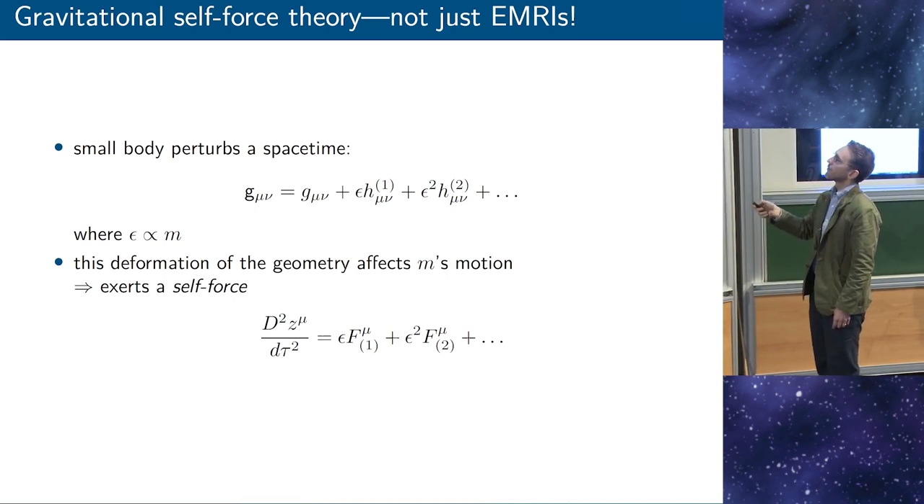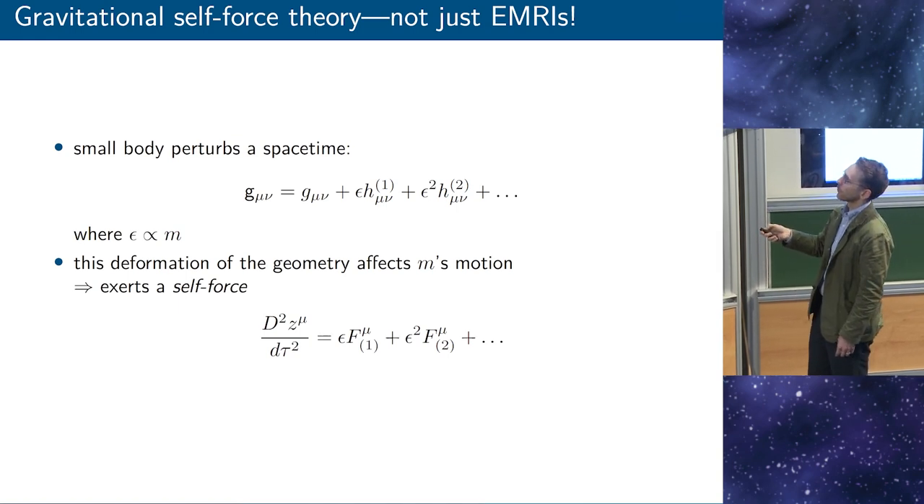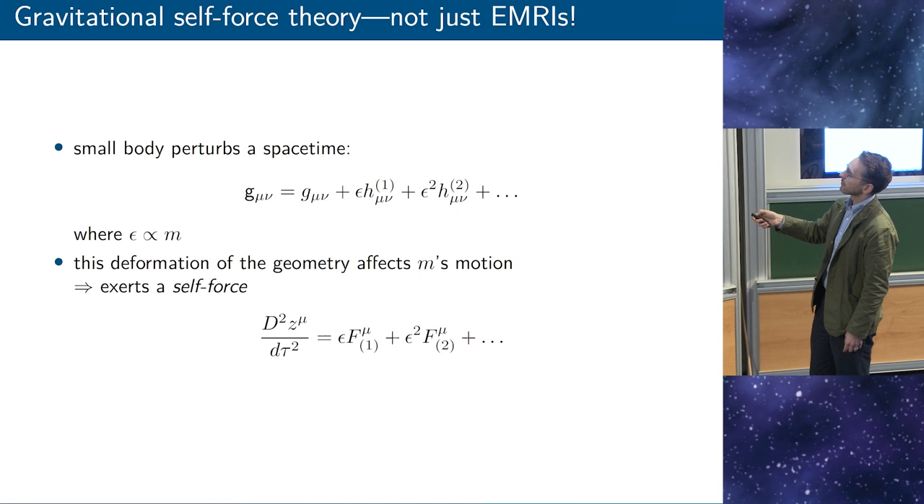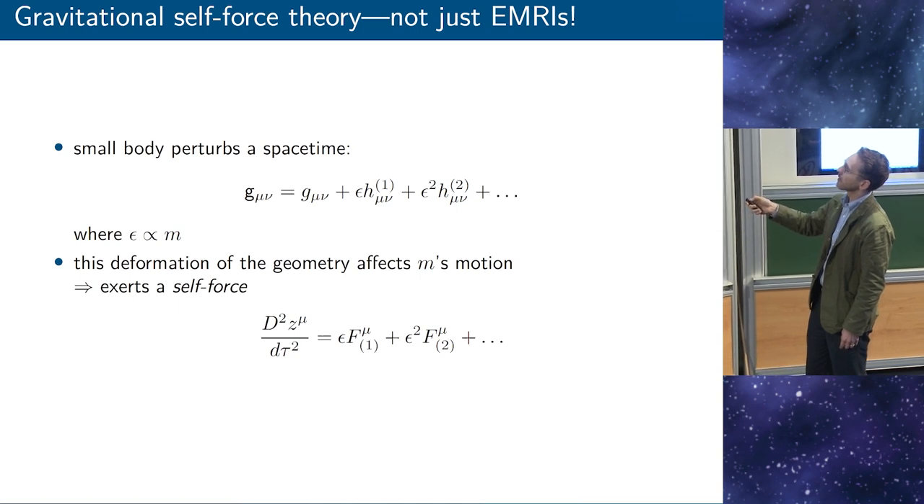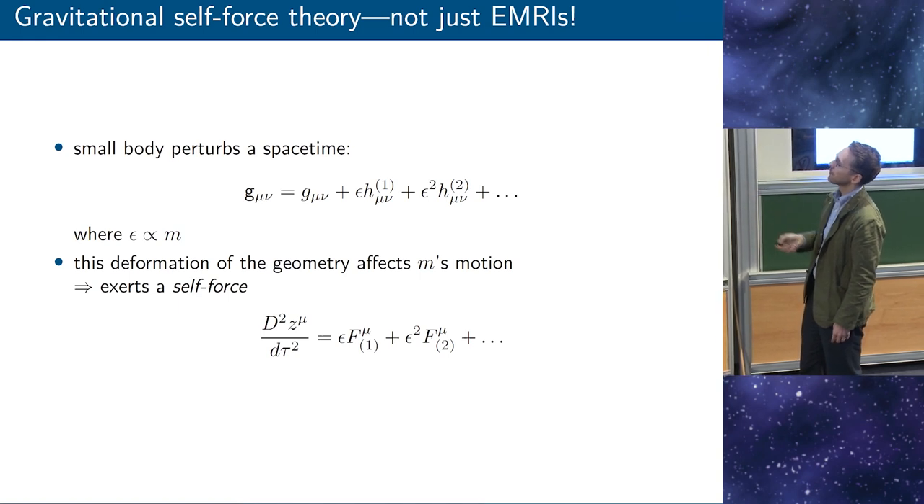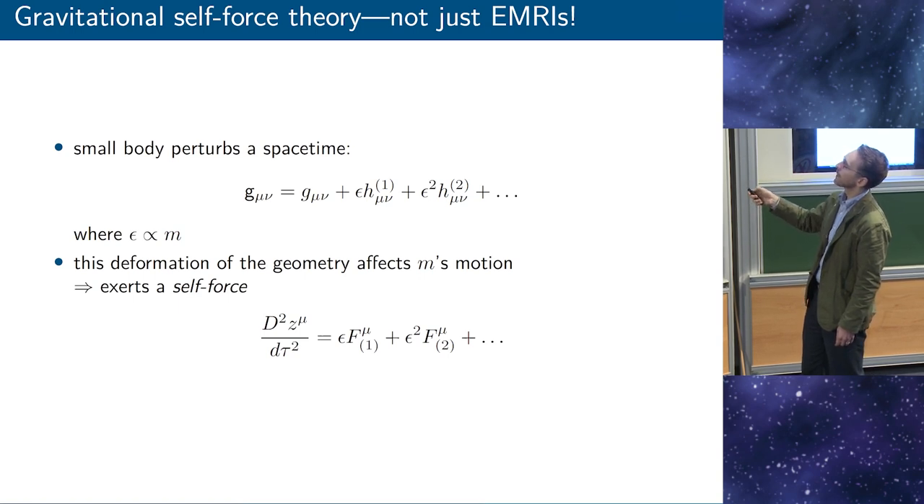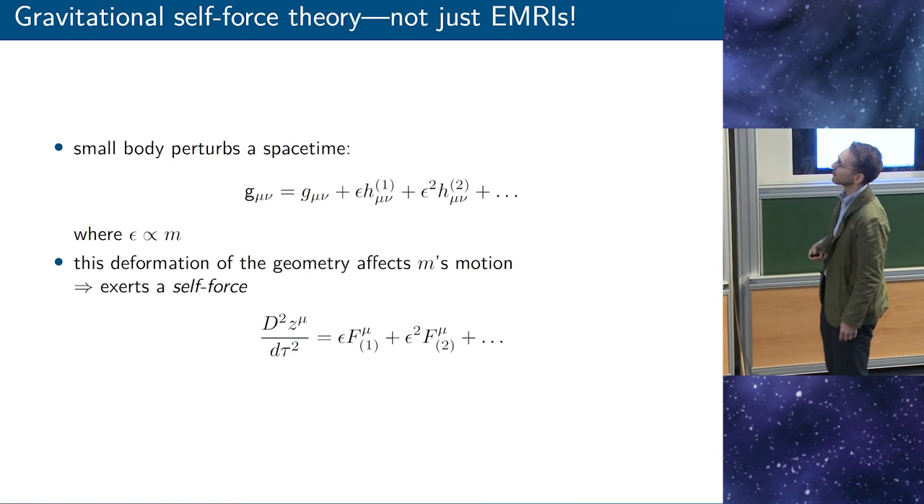Now these perturbations deform the geometry of spacetime, and that deformation affects the motion of the small body itself, and it exerts what we call a self-force. This is the covariant acceleration in the background spacetime. If you ignore these perturbations to the geometry, you just have zero on the right-hand side, just a geodesic equation for a test body in the background. But once you add these perturbations, you get an h1 contributing to a first-order self-acceleration or self-force. h2 then leads to a second order, and so forth.